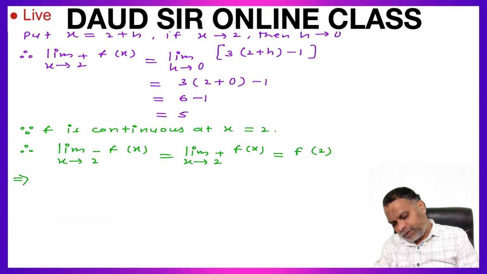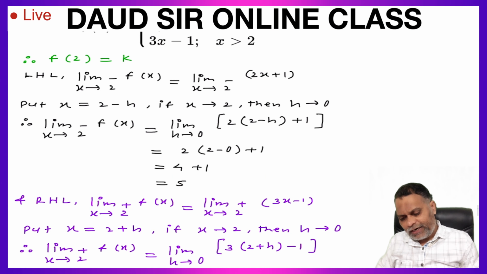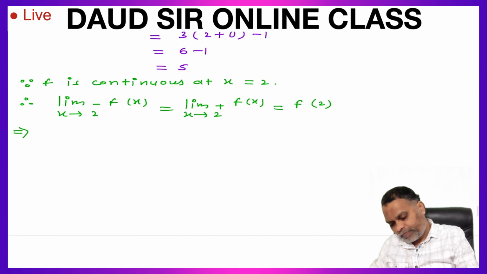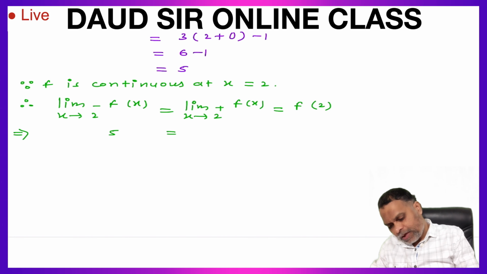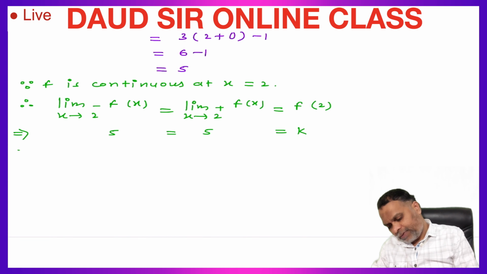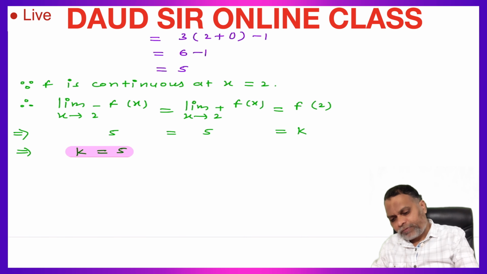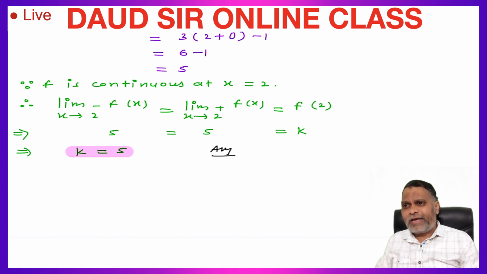Left hand limit 5, right hand limit 5, f of 2 is k. Therefore, k is equal to 5 only. So, this is the required answer. For k is equal to 5, the given function is continuous at x is equal to 2.